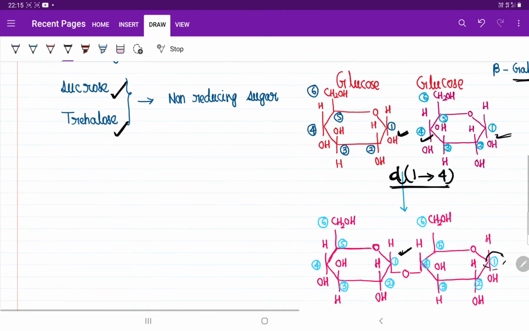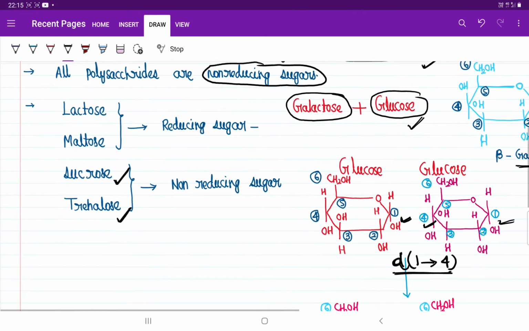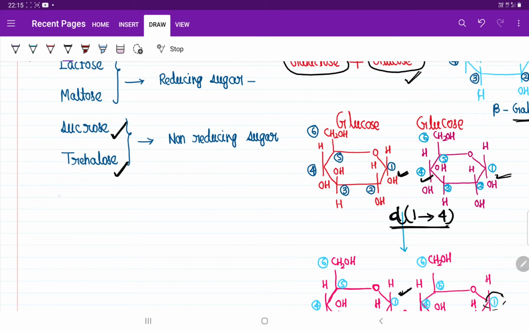Now you see the case of sucrose. Sucrose has an alpha 1, beta 2 glycosidic bond. What is this alpha 1, beta 2 glycosidic bond? That we will see in a different video, but try to understand.